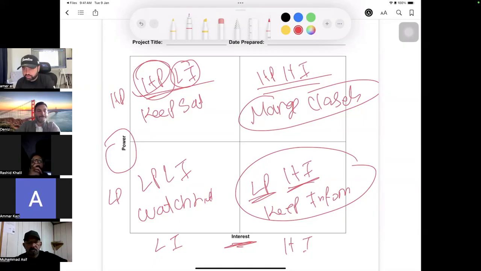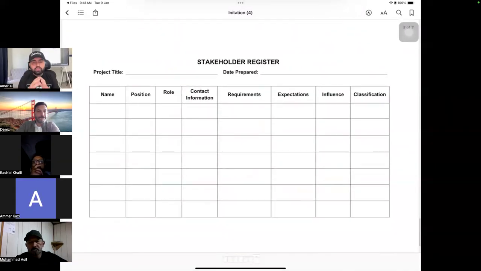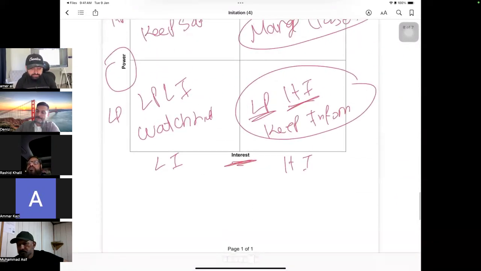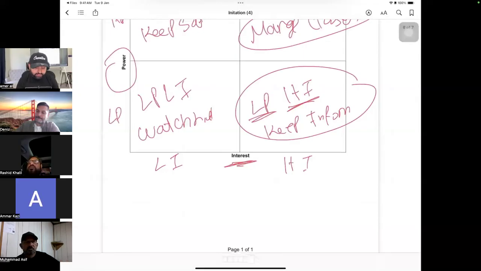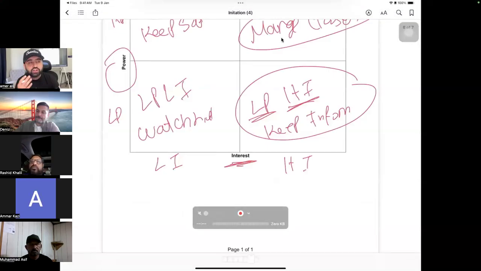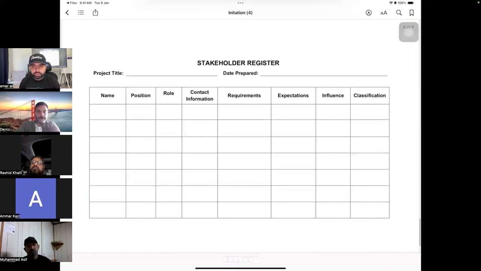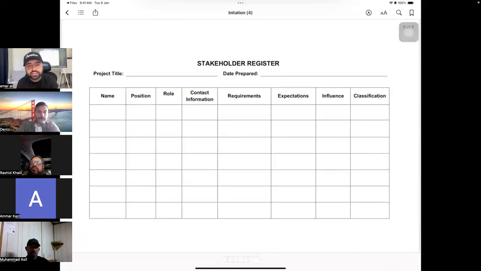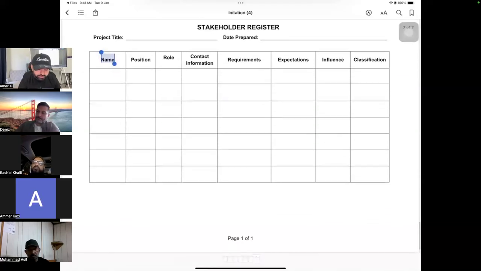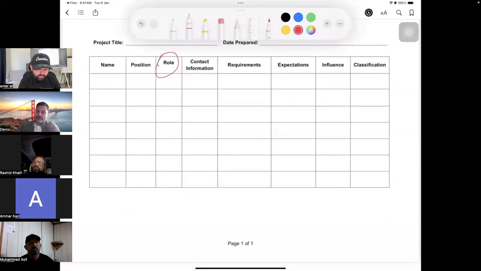Okay, let's go to the next thing. Now, one of the most important documents in our project is the stakeholder register. A stakeholder is anyone who has a stake in the project. So we need to manage them closely. The purpose of this prioritization matrix, the power interest matrix, is to identify the priority of the stakeholders. Once we have the priority, we need to see how we can engage them. For that, we need to document them. Who is the stakeholder? What's his position? What is his role? This is the basic information.